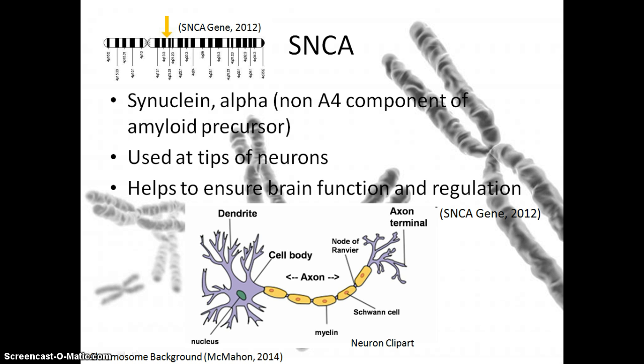SNCA can be located on the long end of chromosome 4, and is used at the tips of neurons when it is made after transcription and translation, and helps to ensure brain function and regulation. And here you can see a neuron, and at the end of the terminals would be where SNCA would be found, allowing the two neurons to communicate with one another successfully.